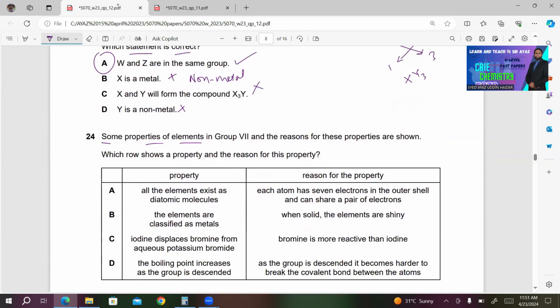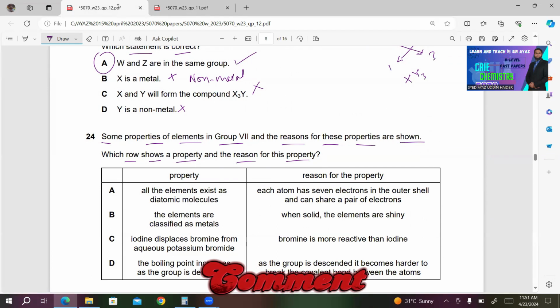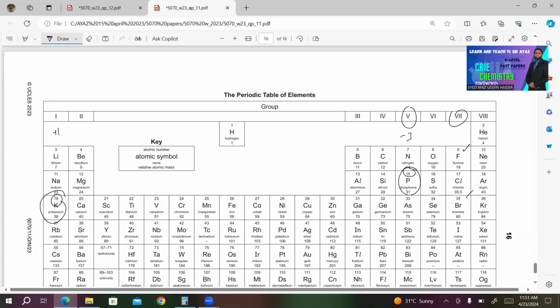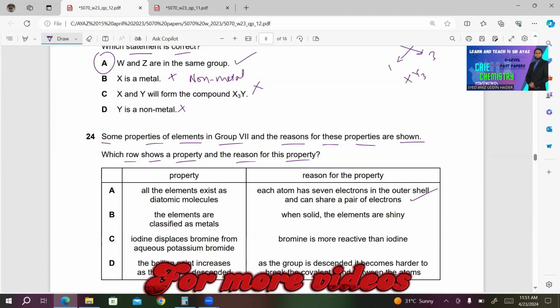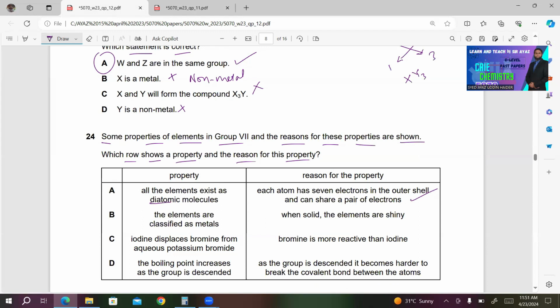Some properties of elements in group 7 and reasons for these properties are shown. Which row shows a property and the reason for this property? For A, all the elements exist as diatomic molecules, and the reason is that each atom has 7 electrons in the outer shell and can share a pair of electrons. This statement looks correct to me because group 7 elements, where is group 7? Here is group 7. We have fluorine, chlorine, bromine, iodine, astatine, and tennessine. They all exist in diatomic state and they have 7 electrons in their outer shell because of the group number. It indicates the number of electrons in the valence shell, and then they can share a pair of electrons to form a diatomic molecule. So this statement looks correct to me.